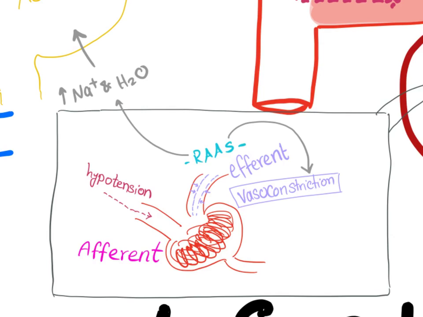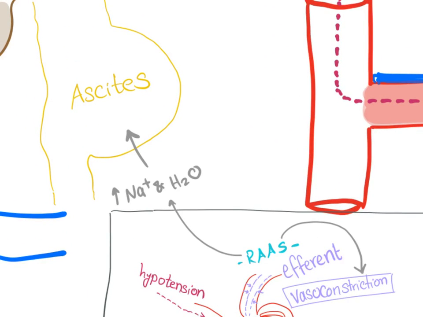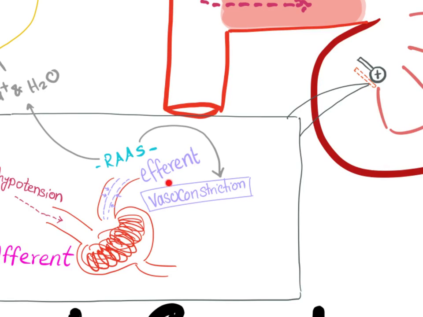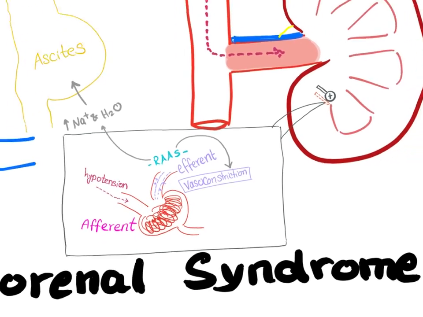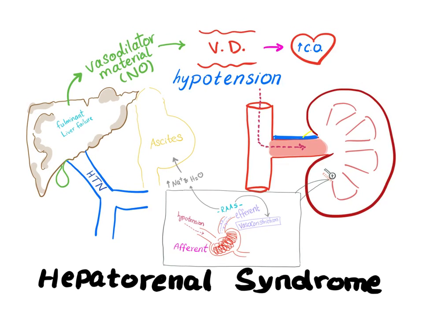through the renin-angiotensin-aldosterone system. The renin will do two things. It will increase salt and water reabsorption. This will lead to, guess what? Ascites. Correct. What else? It will lead to vasoconstriction of the efferent arteriole, and this will lead to a lot of symptoms in the kidney and kidney damage, which is basically what happens in hepatorenal syndrome.